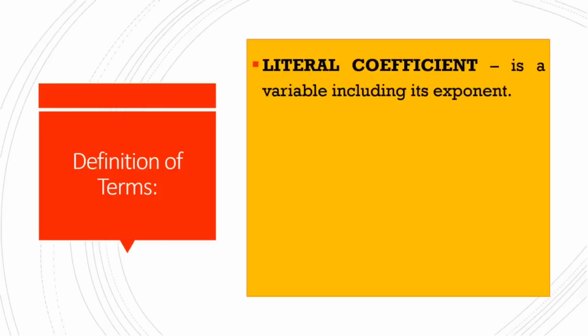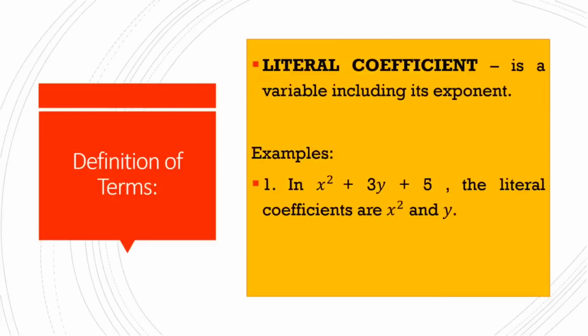We also have to take note of the term literal coefficient, which is a variable including its exponent. We use the same examples that we've used a while ago. And we have x squared plus 3y plus 5. The literal coefficient of this term is x squared, so we have to include its exponent, which is 2. And the literal coefficient of this term is y, while for this last term, it has no literal coefficient. So our literal coefficients are only x squared and y.